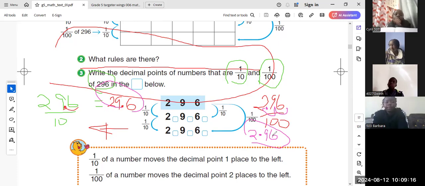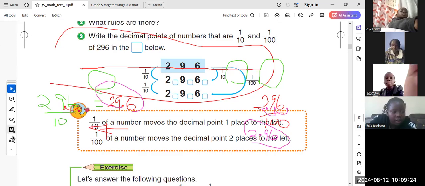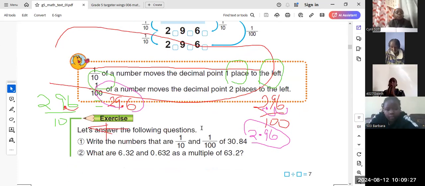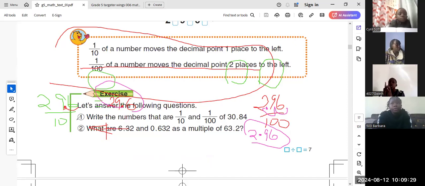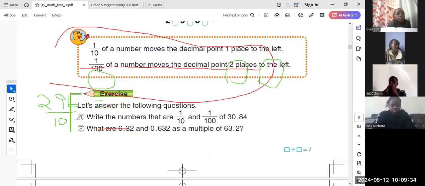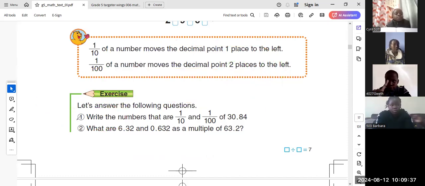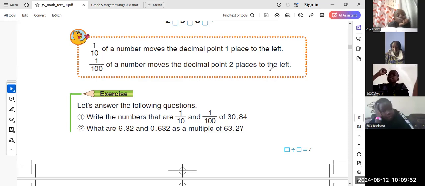Are we together? Now you see down here, I give you the rules. 1/10 of a number: move the decimal point 1 place to the left. When you are dividing by 10, 1/10, you move the decimal point 1 place to the left. When you are dividing by 100, 1/100 of a number, move the decimal point 2 places to the left.